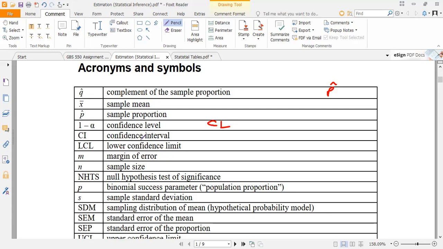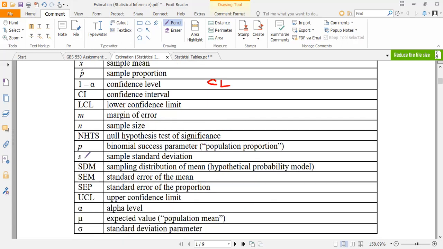Confidence interval, CI, is given by a formula which we discuss. So we have what we call the lower class limit and the upper class limit. These are lower bounds and upper bounds. We have the margin of error. The sample size is denoted by the letter N. The null hypothesis test of significance, NHTS. The binomial proportion P. The sample standard deviation is simply denoted by S.